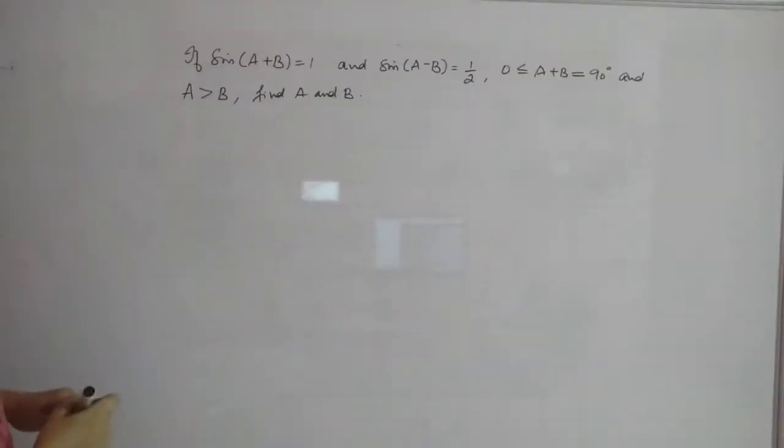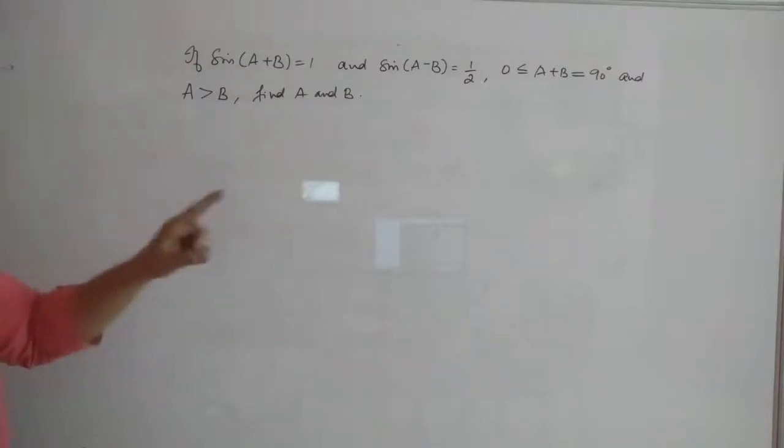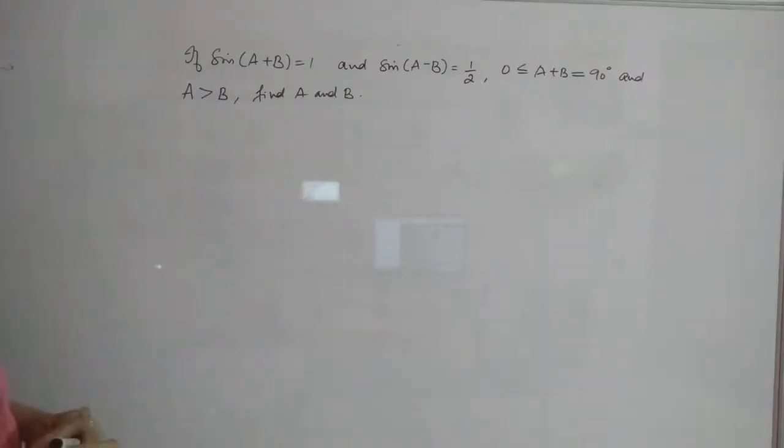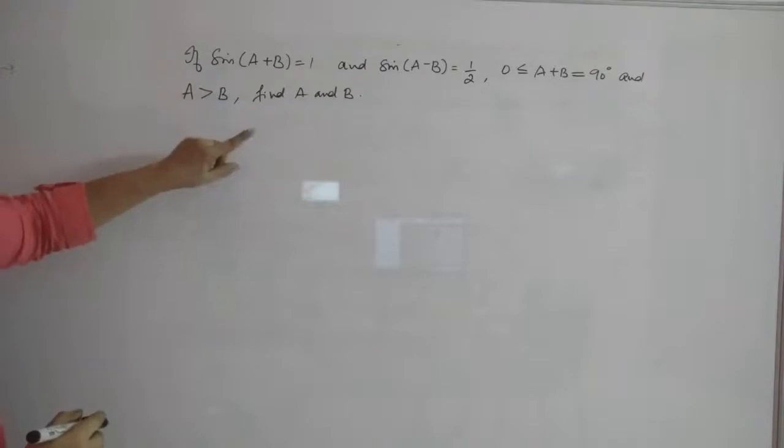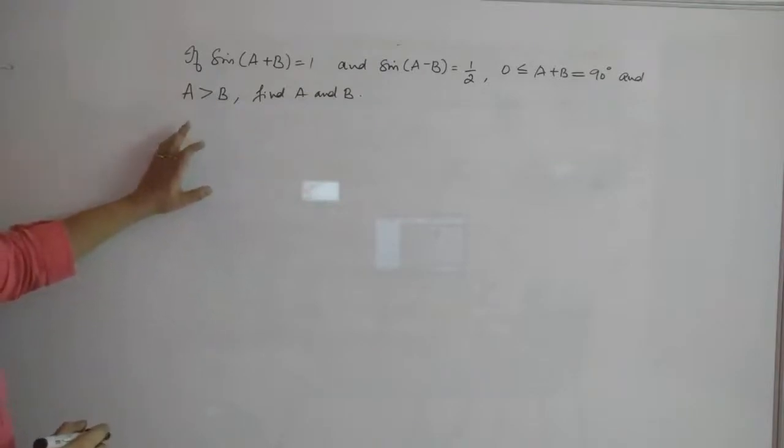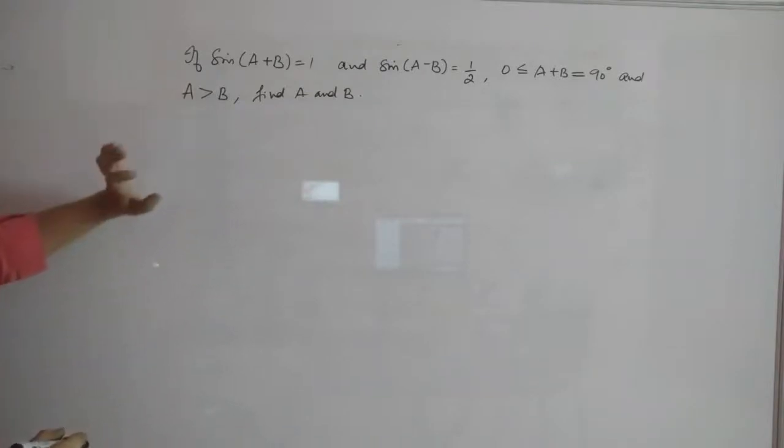Sine of a plus b is 1 and sine of a minus b is 1 by 2, with the condition that a plus b lies between 0, it can have 0 value, and a plus b is equal to 90 degree. So in between these two values, with equal to 90 degree. You have to get a plus b as 90 when you are getting the value of a and b. You have to check, okay, and a is greater than b also.